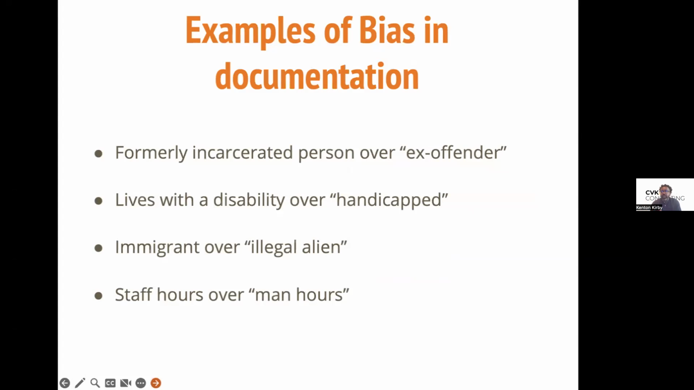Living with a disability over handicap, that was stuff that was documented. I used to capture folks' disabilities in my documentation. Immigrant over illegal alien, right? I read this stuff and I'm going, wow, 15, 20 years ago, I didn't think anything about this, but this is the evolution of our practice and our field. We have to constantly take a look at what we're doing. And if we get used to something, we've got to start looking at why we're used to it, right?